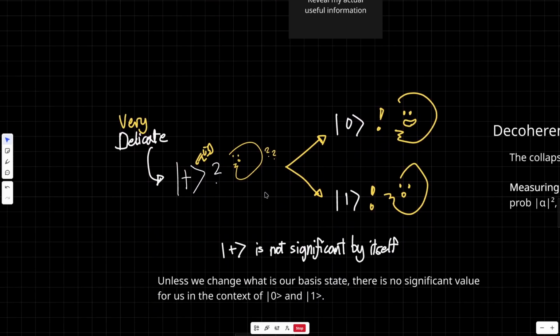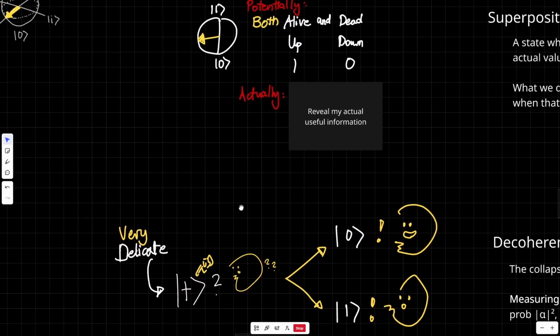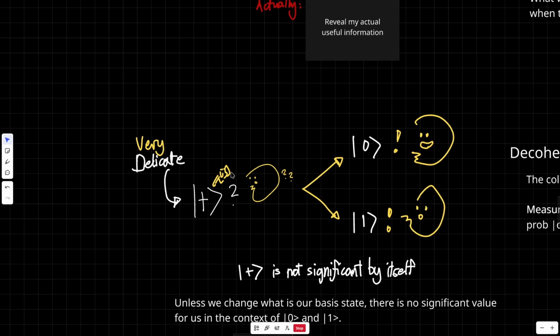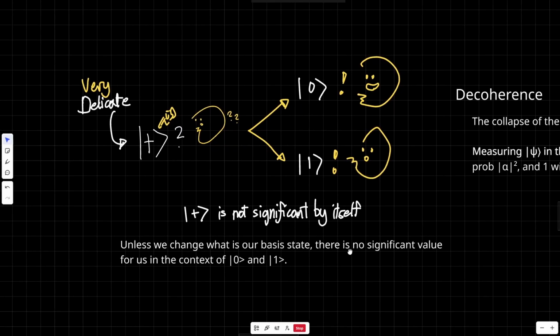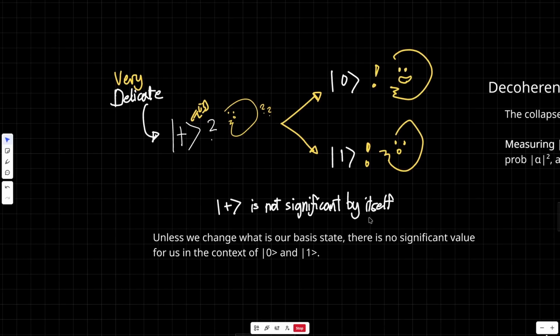Now, the next one is decoherence. What does this mean? When we try to look at or poke around the actual value of the qubit, we're doing decoherence. It is the collapse of this superposition. The positive plus state is not really valuable as a value when you try to measure it against our basis states, which are 0 and 1. Plus doesn't mean anything when you try to base it on 0 and 1 as your basis.